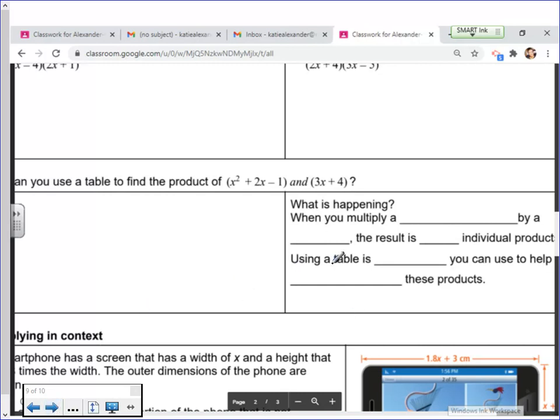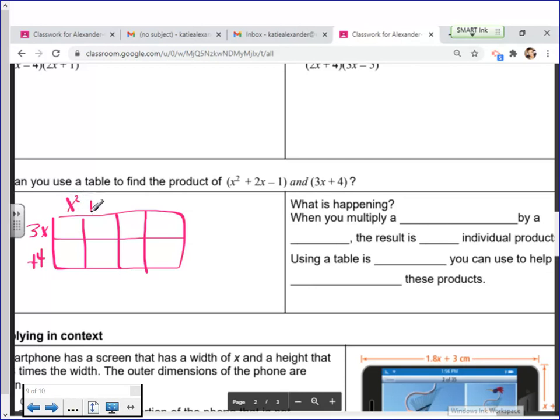Then it says use a table to figure these two out. If you do this, you're going to have a bigger table than we've done in the past. So what your table is actually going to be is going to look like this. You have 3x, then you have plus 4, and then this one is x squared plus 2x, minus 1. You don't need this one. I just added too many to it.